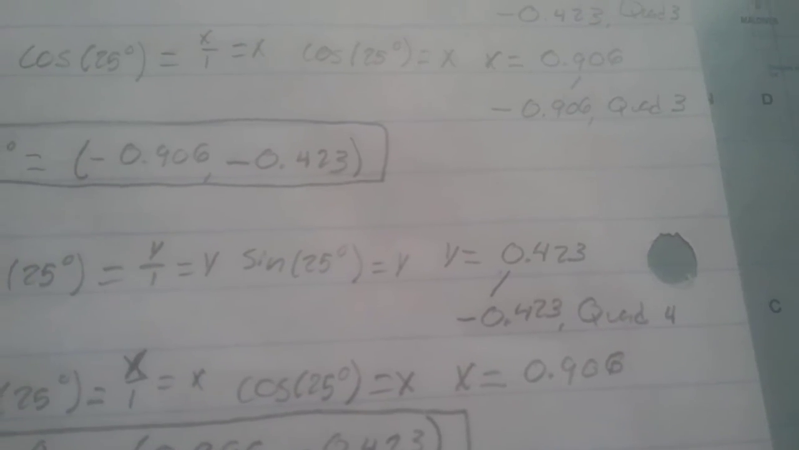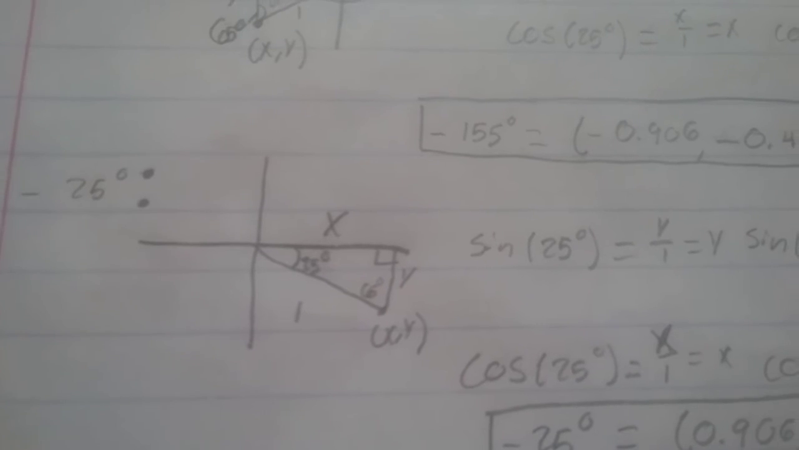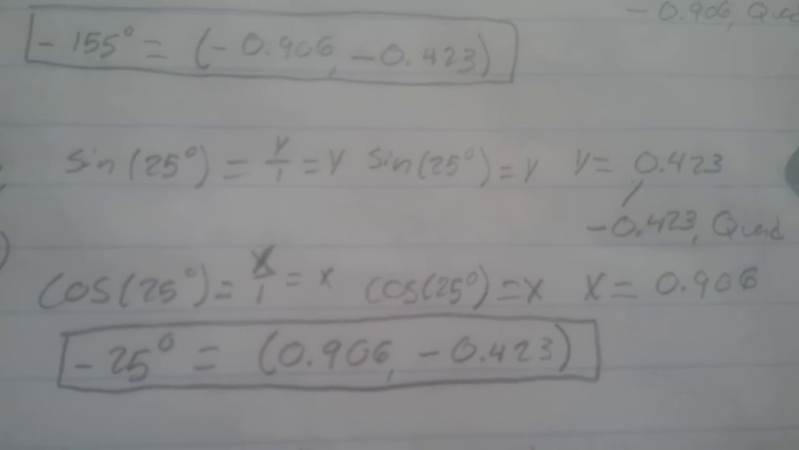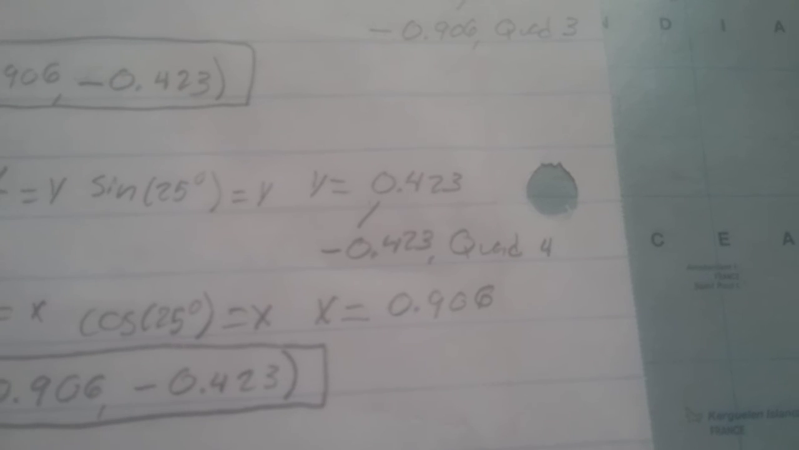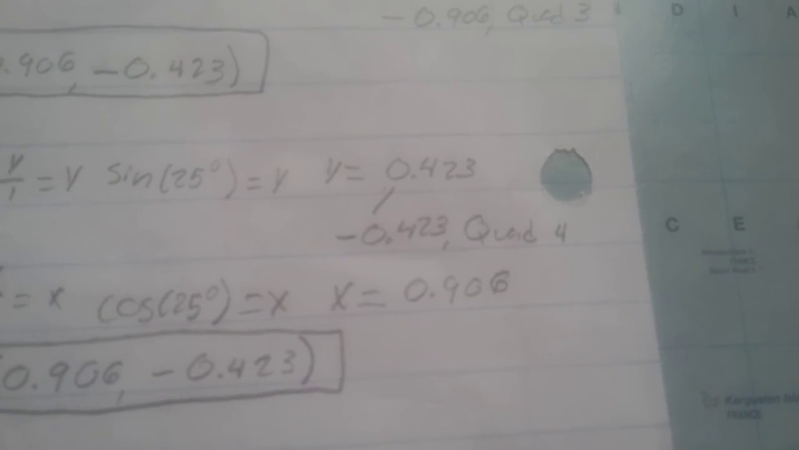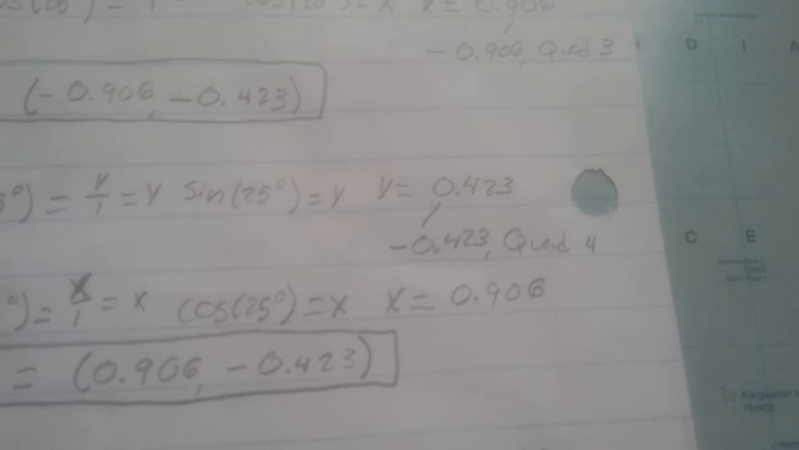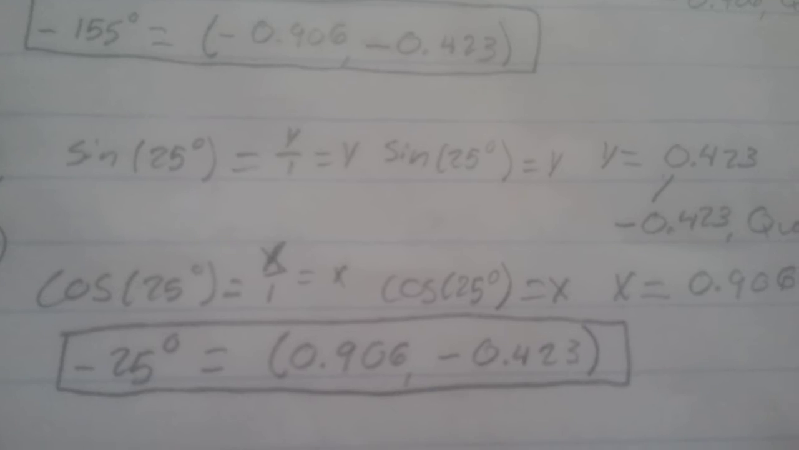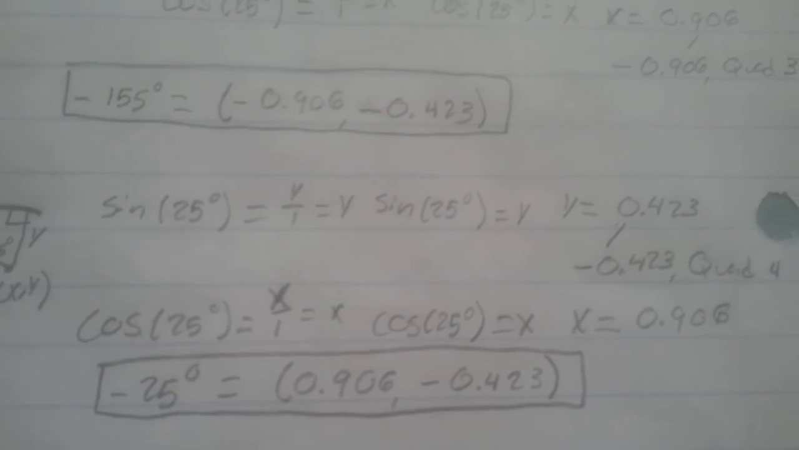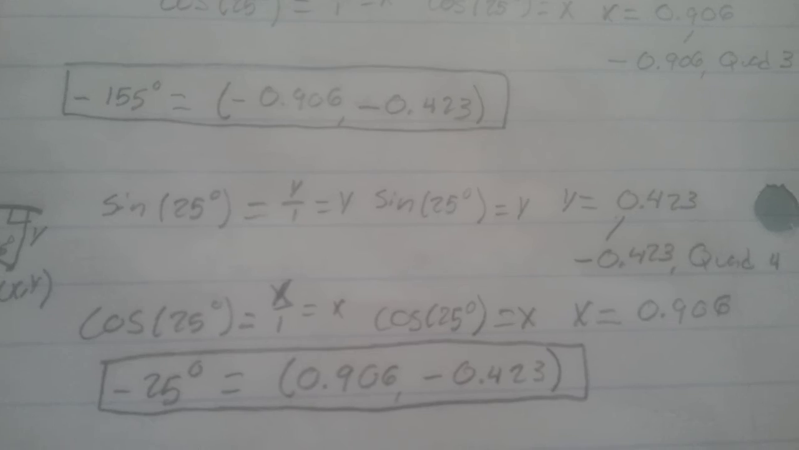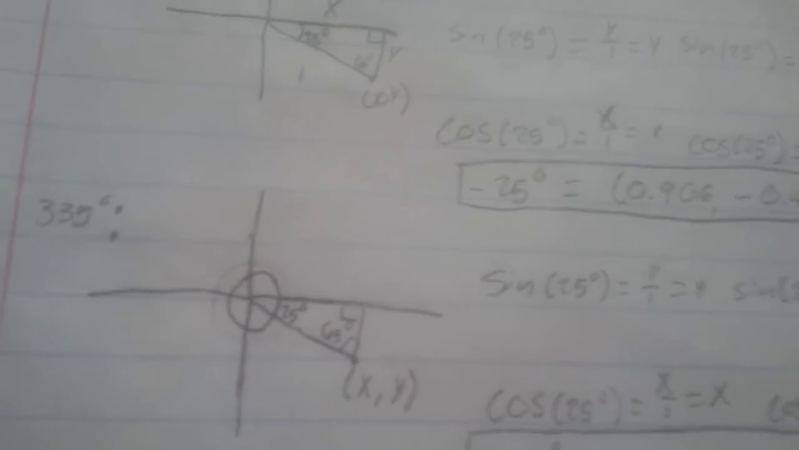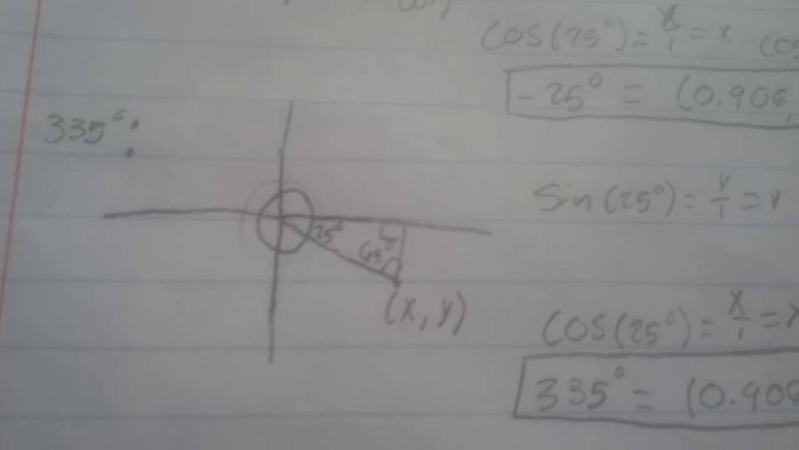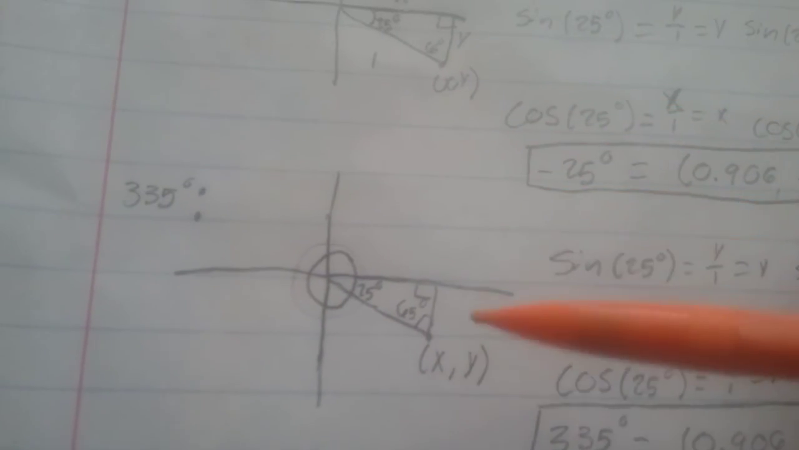Then we look at the cosine, which is going to be, again, the adjacent over the hypotenuse. So that's going to be x over 1, which is just going to be equal to x. And x is going to be equal to 0.906. And cosine is positive in the fourth quadrant. So negative 25 degrees is equal to 0.906, negative 0.423.